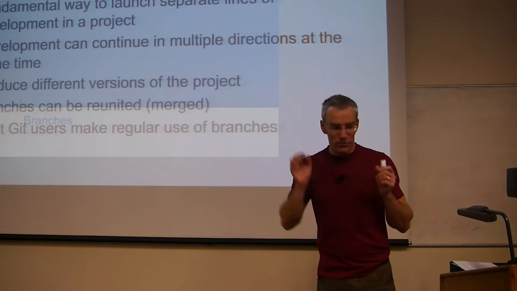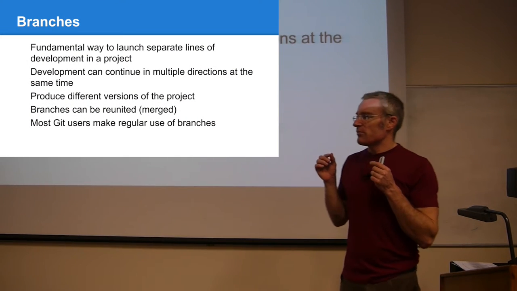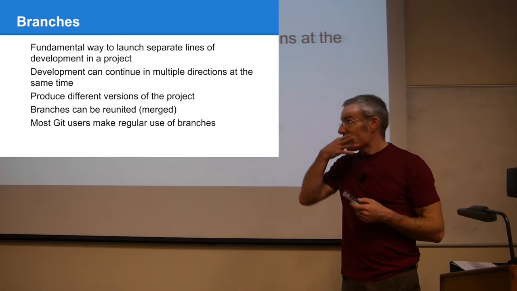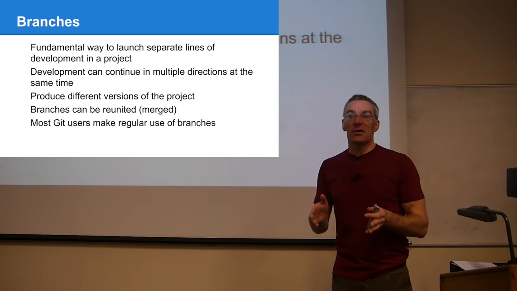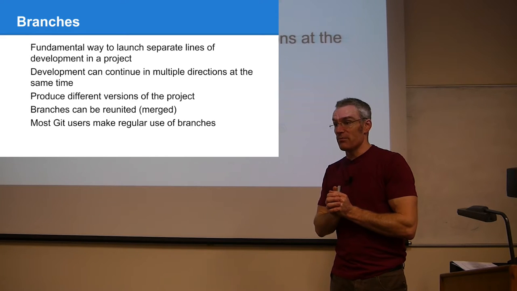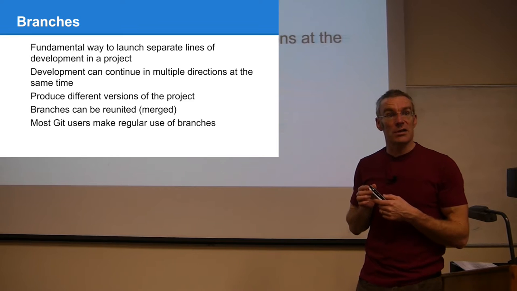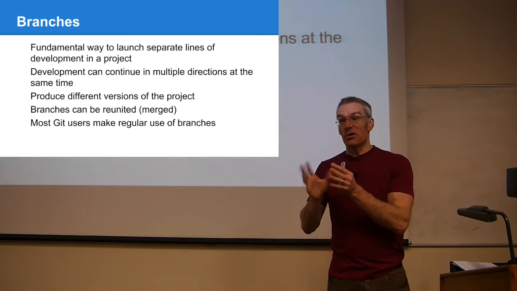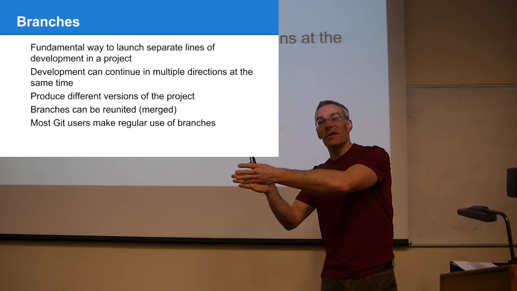Okay, branches. You can't do CVS work, you can't do versioning work without understanding branches. They're so fundamental to the way we work. The idea is you launch separate lines of development in the same project. So just like a branch line on the railway, where you move the lever across and the train goes down a different route, you can have multiple routes in the same project. So let's imagine you get to a point where you're both working on the project, but you've got different ideas. You can create a branch, and you can go down different branches and develop your own versions of the project.